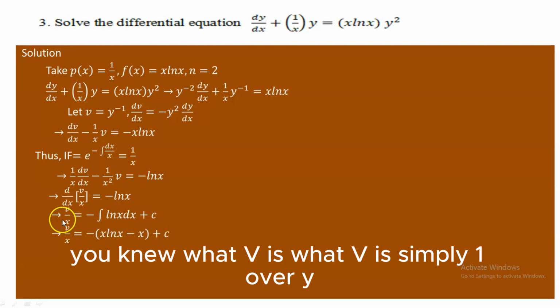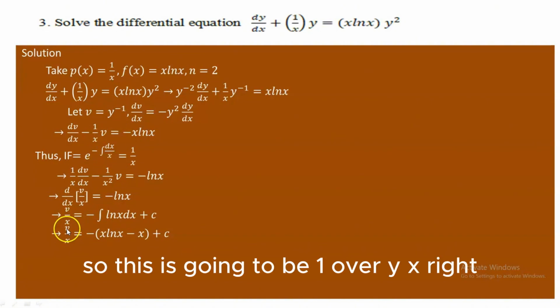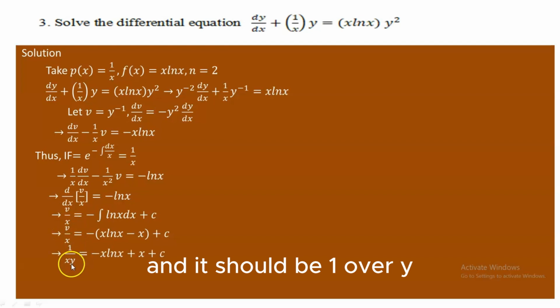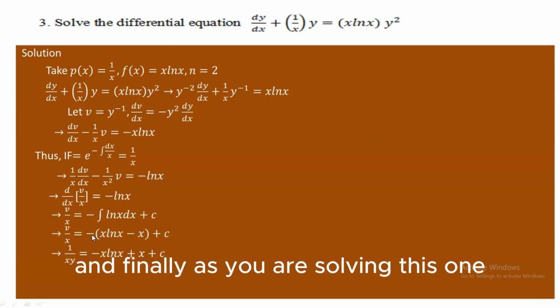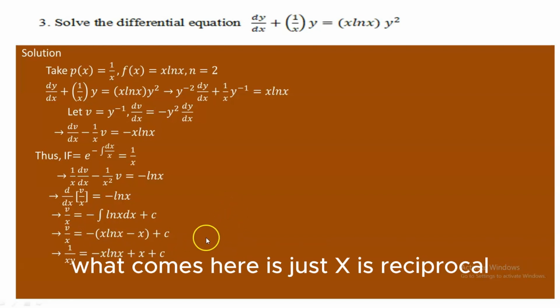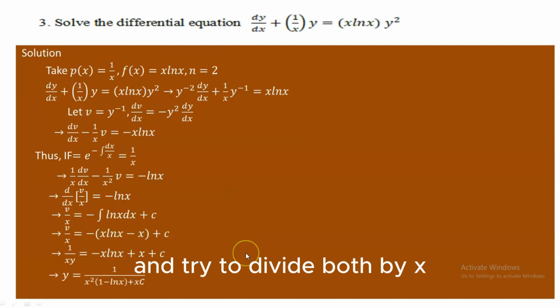We knew what v is. What v is simply 1 over y. So this is going to be 1 over yx, right? And it will be 1 over yx equals minus x ln x plus x plus c, multiplied by negative. And finally, as you are solving this, what comes here is just take the reciprocal and try to divide both by x.